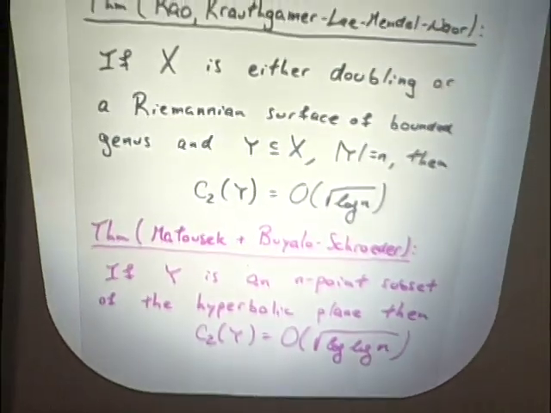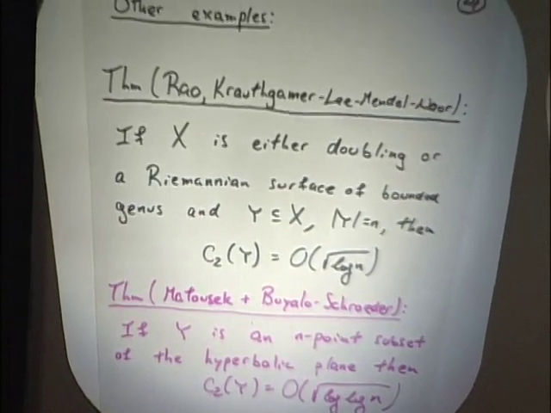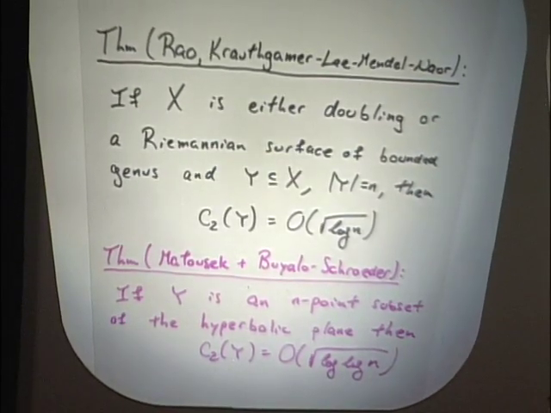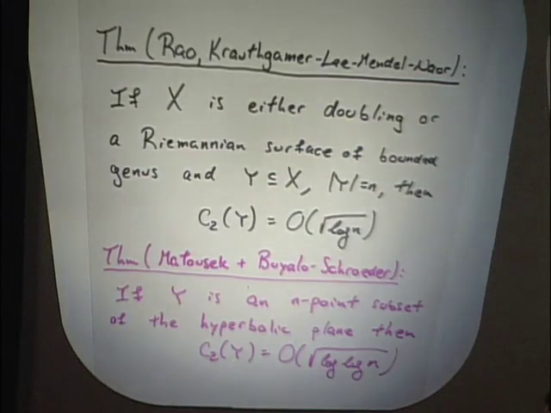Let me just say a couple more examples that we can say something about. So we know how to deal with metric spaces which are low dimensional. They're doubling. I don't want to define it right now. You can ignore it if you want. But for example, if your metric space is any Riemannian surface of bounded genus, then you can improve Bourgain's theorem from log n to root log n. This is due to Rao.